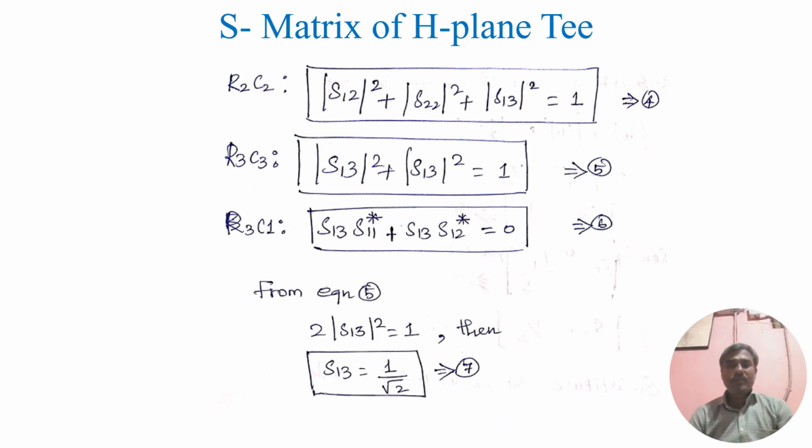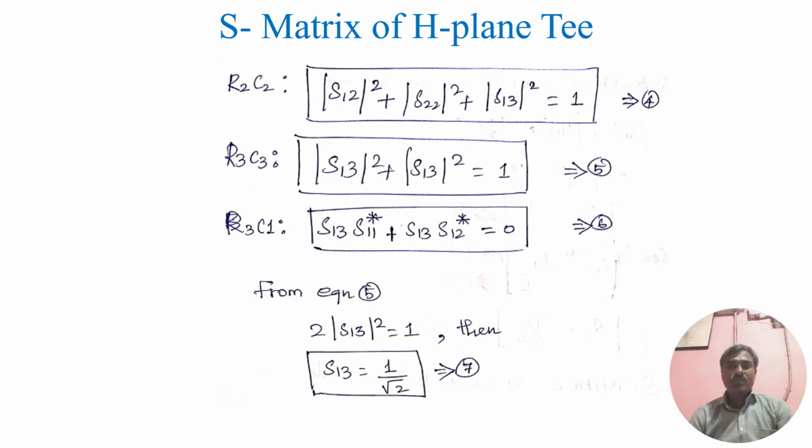Similarly, by multiplying row 2 with column 2, we can get equation number 4. Then multiplying row 3 with column 3, equation number 5 is obtained. Finally, the product of row 3 with column 1 will yield equation number 6. Then from equation number 5, we can write 2 S13 whole square equal to 1.